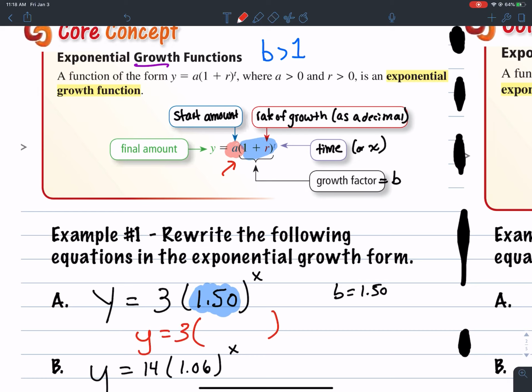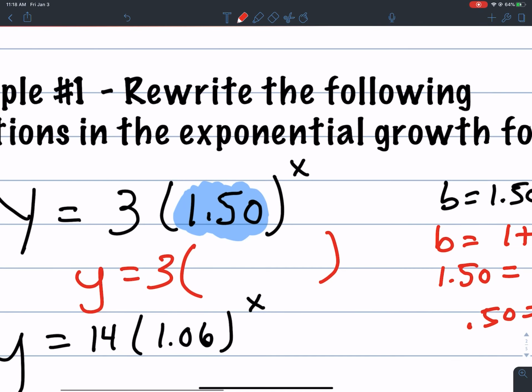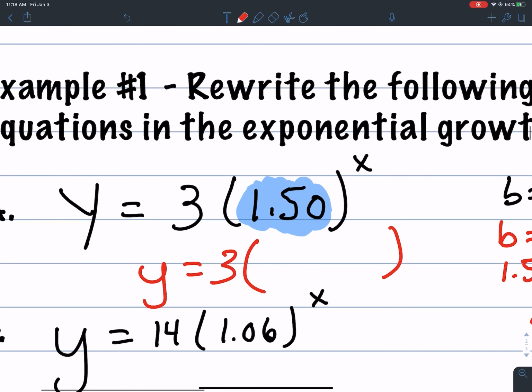But instead of calling it 1.50, it has to be written as 1 plus r. So we know b is the same thing as 1 plus r, and I know b is 1.50. So if 1.50 was equal to 1 plus r, I can see by subtracting 1 that r was 0.5. So instead of 1.50, I would call this 1 plus 0.50 to the power of x.